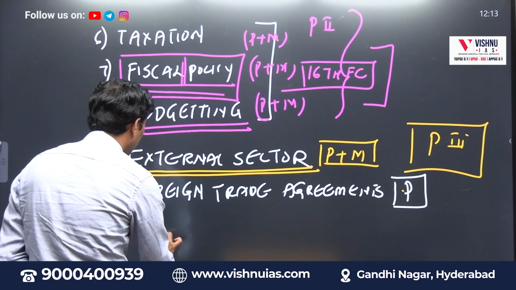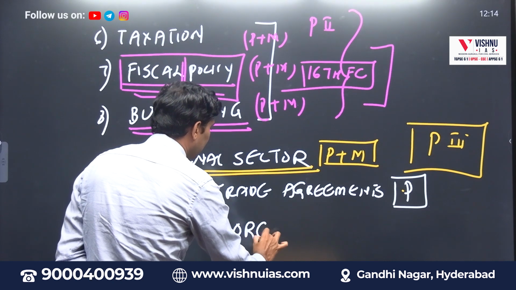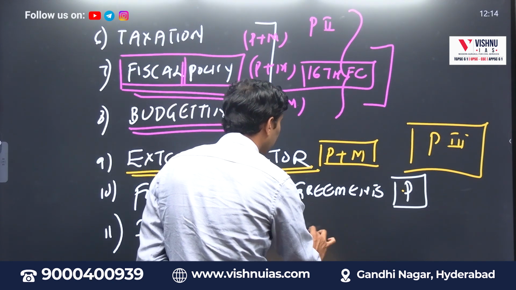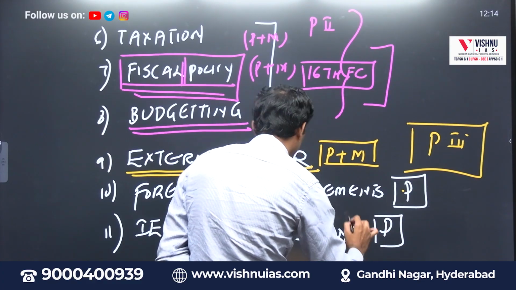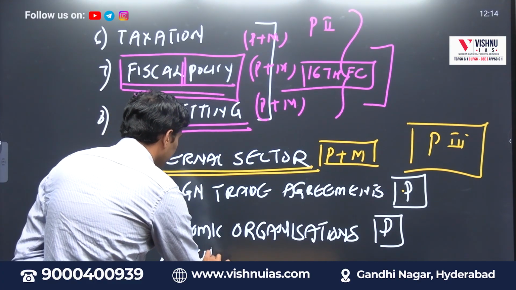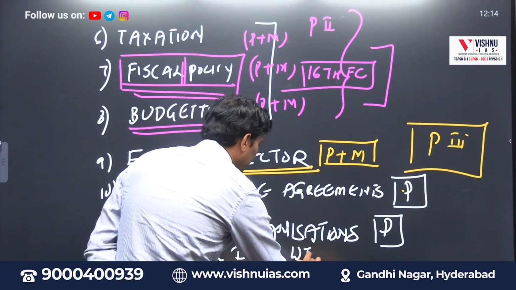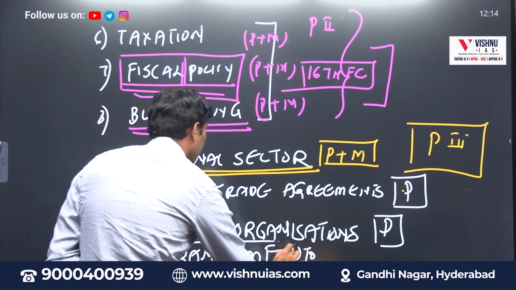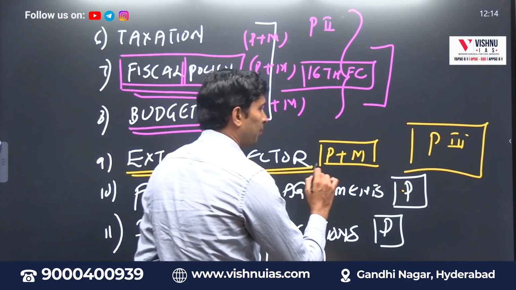Very important for the prelims, international economic organizations. Every year definitely a question will come from this topic. And 3 important international economic organizations: World Bank, IMF, International Monetary Fund, WTO. Regular repeated prelims questions every year compulsorily. So that's why I conveniently kept it as a prelims topic.